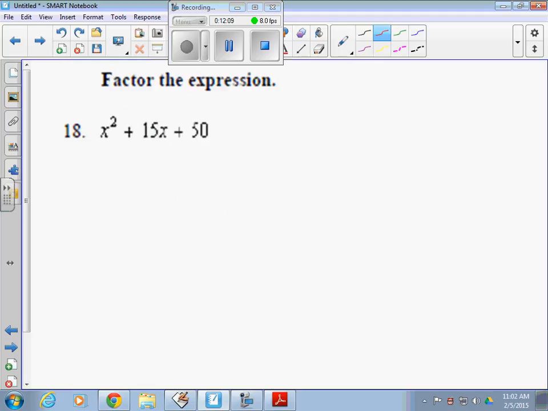18, factor. This is simple. Just do X times X to get X squared. 1 and 50, 2 and 25, and 5 and 10. 5 and 10 is going to be the one that gets you to the B value, 15. Same sign, both plus. Plus 5, plus 10.